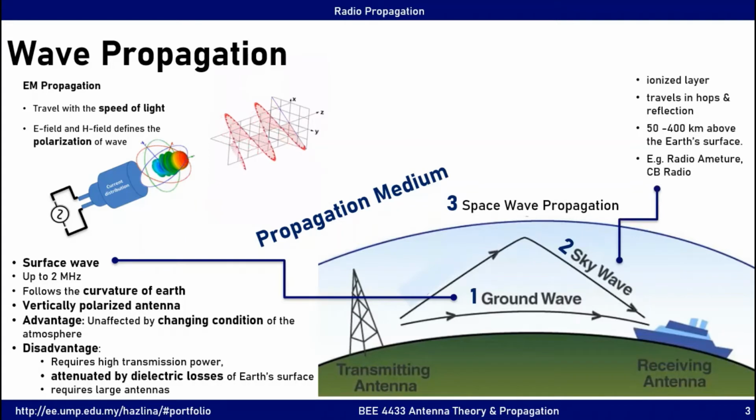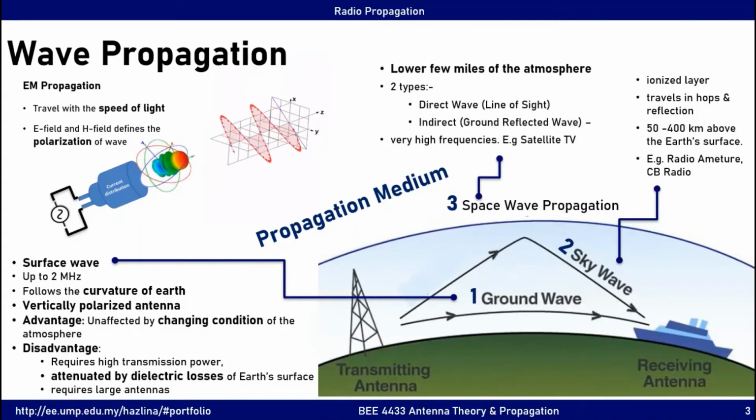Another medium is the sky wave. In this medium, the signal is reflected from an ionized layer of the atmosphere back down to Earth. The signal travels in a number of hops, and the reflection effect is caused by refraction. The ionosphere is approximately 50 to 400 kilometers above the Earth's surface. Examples include amateur radio and citizen band CB radio.